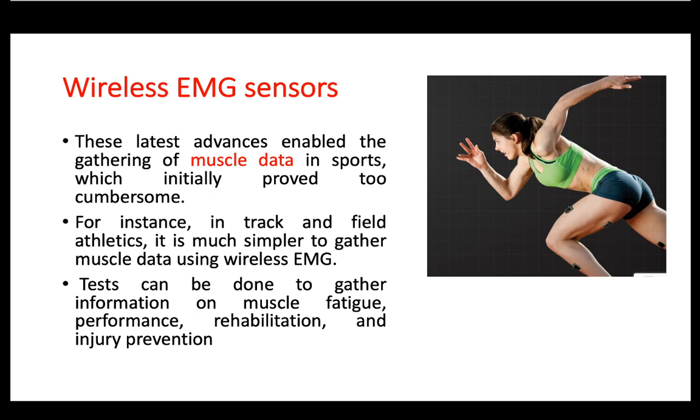And most of the time, this data is integrated with other connected data, like from the force platform or from 3D motion analysis. So they integrate all these three pieces of information and get a clear picture of everything they want, like which muscles are firing, what the angles are. So to get comprehensive information, you can coordinate this data with other techniques also. The latest advances enabled the gathering of muscle data in sports, which was very difficult earlier. For instance, in track and field athletics, it is much simpler to gather muscle data now by using these EMG sensors. So tests can be done to gather information on muscle fatigue, performance, rehabilitation, and injury prevention. So these are the areas where these sensors help.